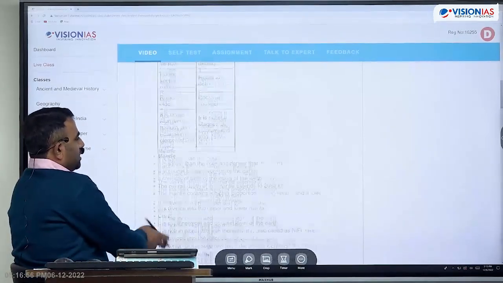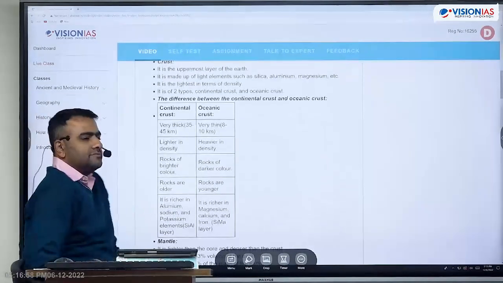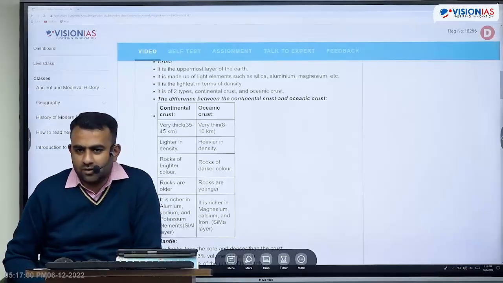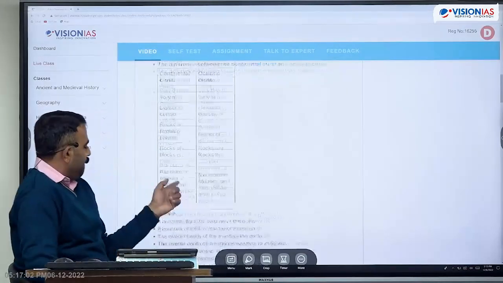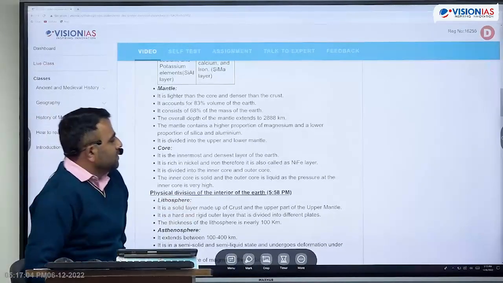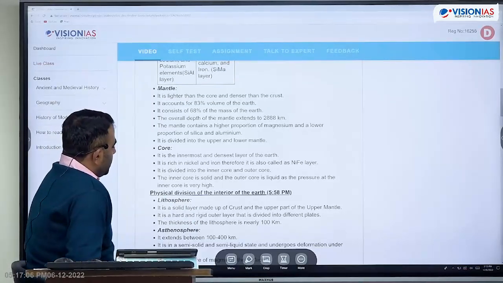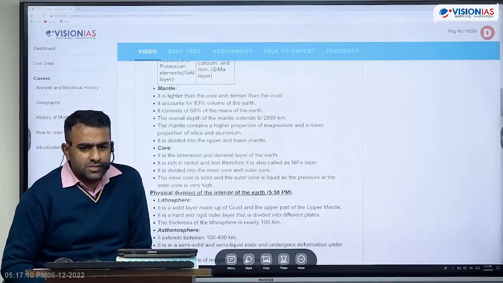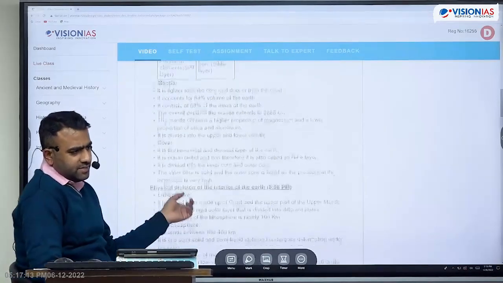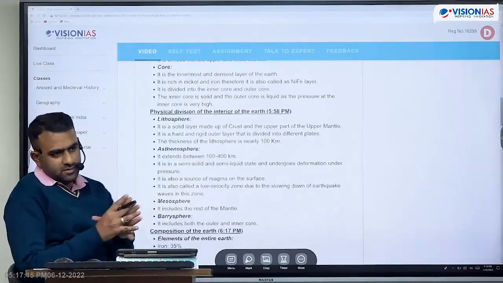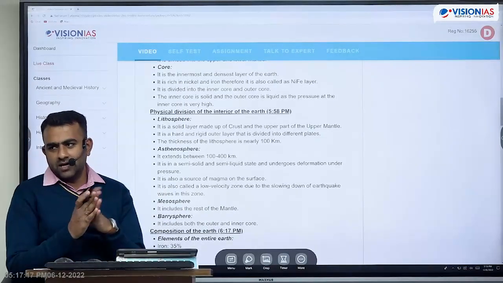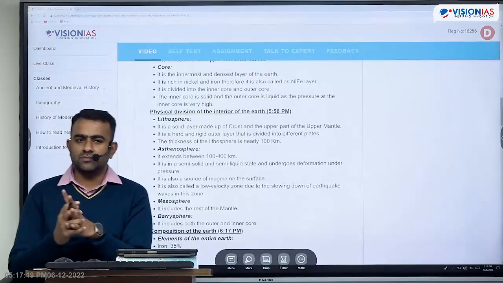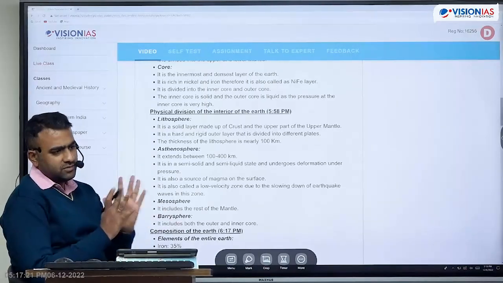इसका कारण आपको मिलेगा plate tectonics में. Wait till plate tectonics, you'll get the reason behind that. Mantle is divided into upper mantle and lower mantle. Core is divided into outer core and inner core. Outer core is liquid, inner core is solid. Why do we have outer core as liquid? The prevailing temperature is higher than the melting point. Whereas in inner core the prevailing temperature is lower than the melting point.